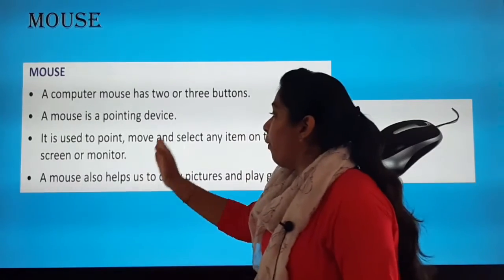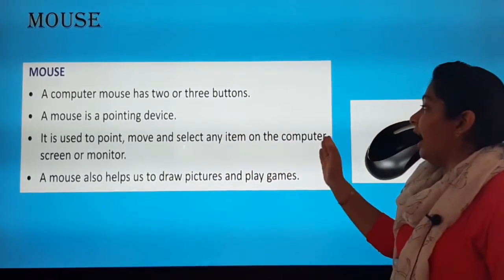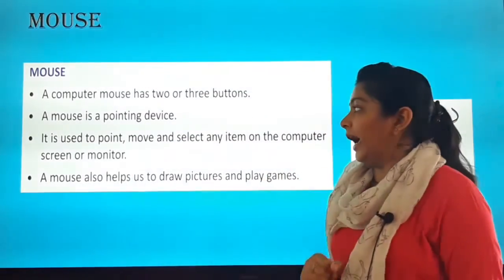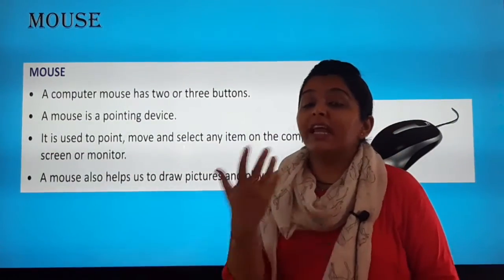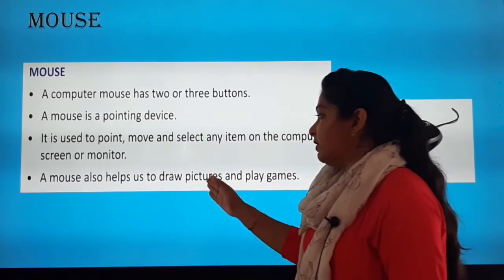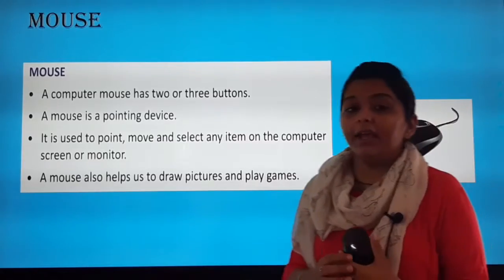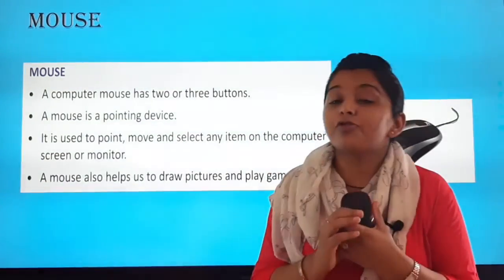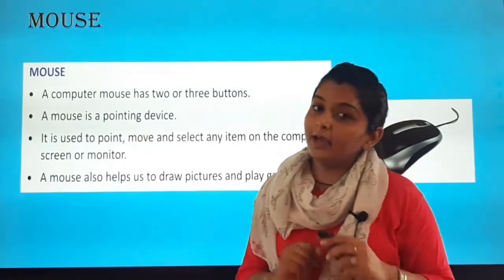It is used to point, move and select any item on the computer screen or monitor. वो किसके लिए use होता है? To point, move or select any item on the computer. A mouse also helps us to draw pictures and play games. I know this you have already done that. It is used to draw pictures and play games.